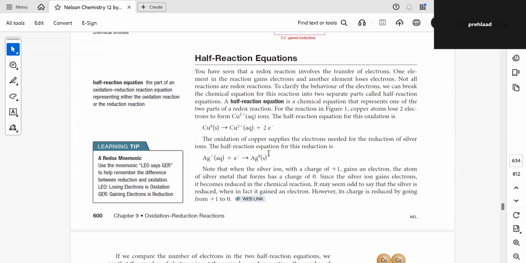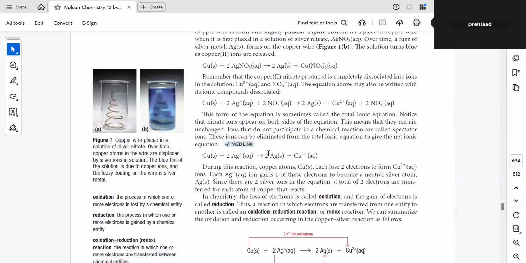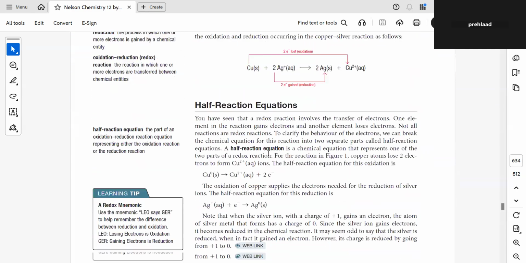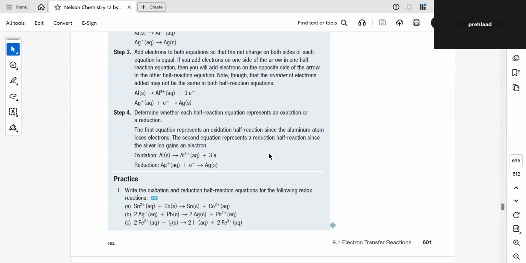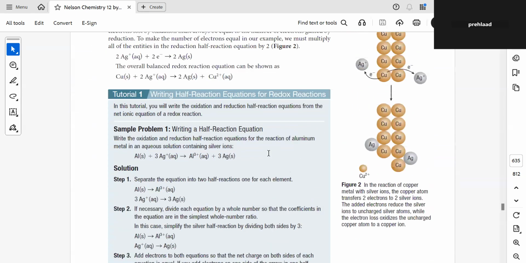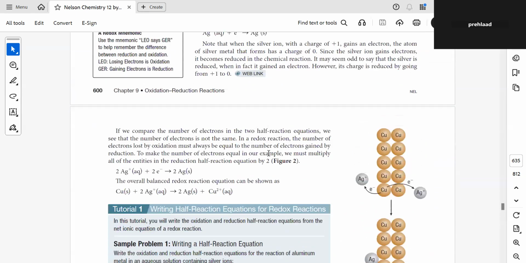Okay, so half reaction means in electrochemistry there are two reactions that are done. One is reduction, another is oxidation, right? So reduction is considered as a half reaction and oxidation is considered as another half reaction. And together that is an electrochemistry reaction or electron transfer reaction. Any doubt? No.